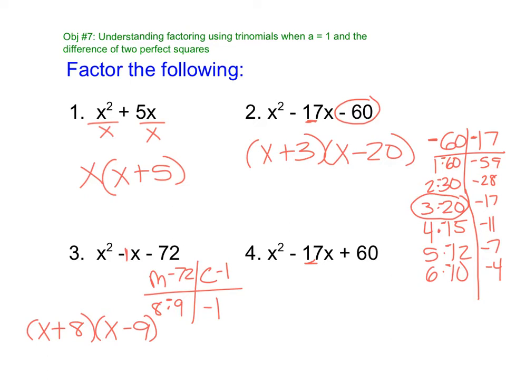In number 4, we're multiplying to a positive 60. When you multiply to a positive, it has to be the same sign. They're either both positive or both negative. Since we're combining to a negative, right, a negative 17, we know it has to be x minus, x minus. So this time, when they have to be the same sign, that means we're adding. Same sign, we add, and we keep the sign the same.